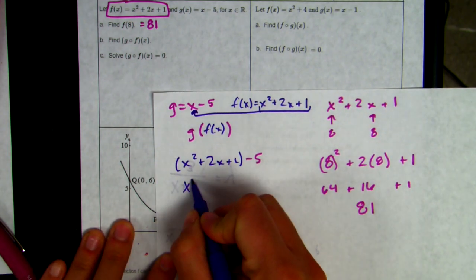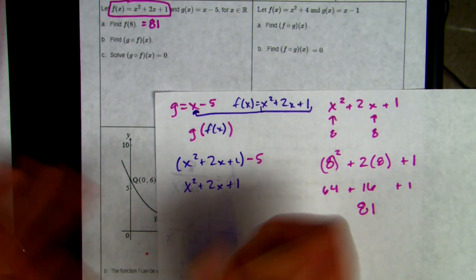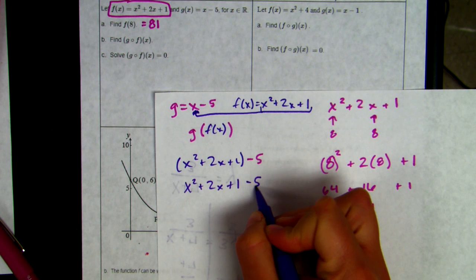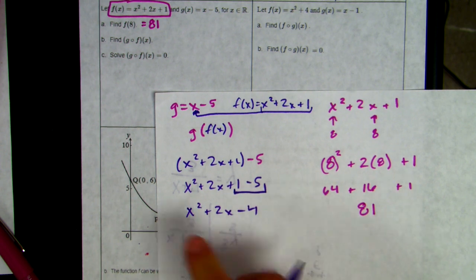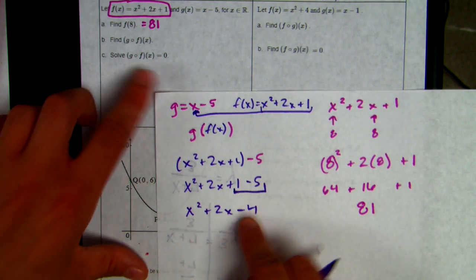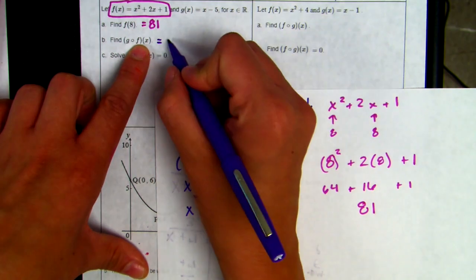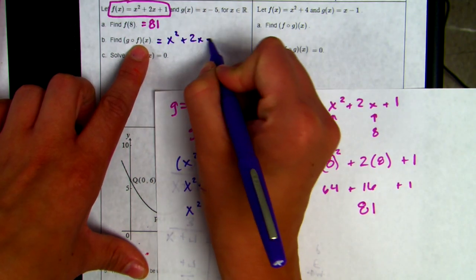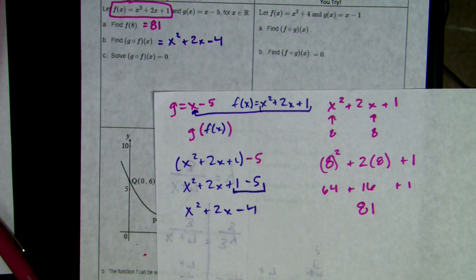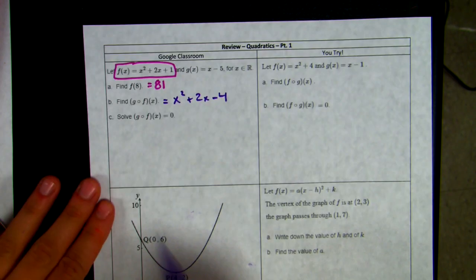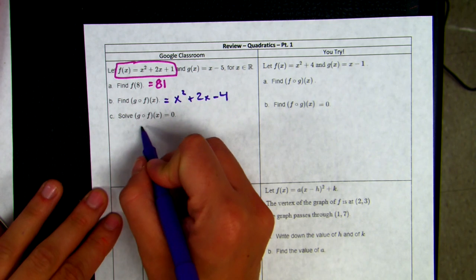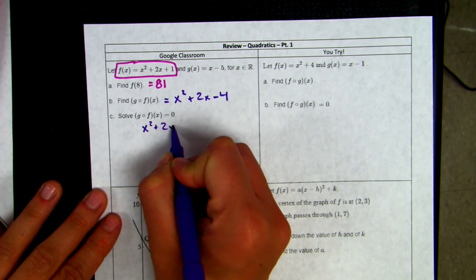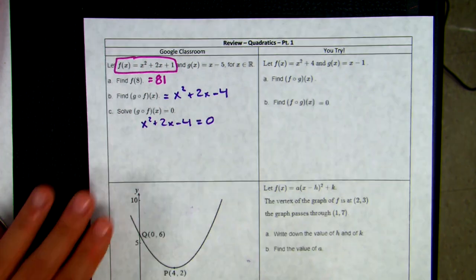So this should just become x squared plus 2x plus 1 minus 5. These are my only two like terms, so I can simplify this all the way to x squared plus 2x minus 4. Okay, so when I've combined my functions, x squared plus 2x minus 4 is my composite function. Okay, now here's where we get into a little bit of the quadratics. This says solve g of f of x is equal to 0. So this entire function, x squared plus 2x minus 4, is equal to 0.